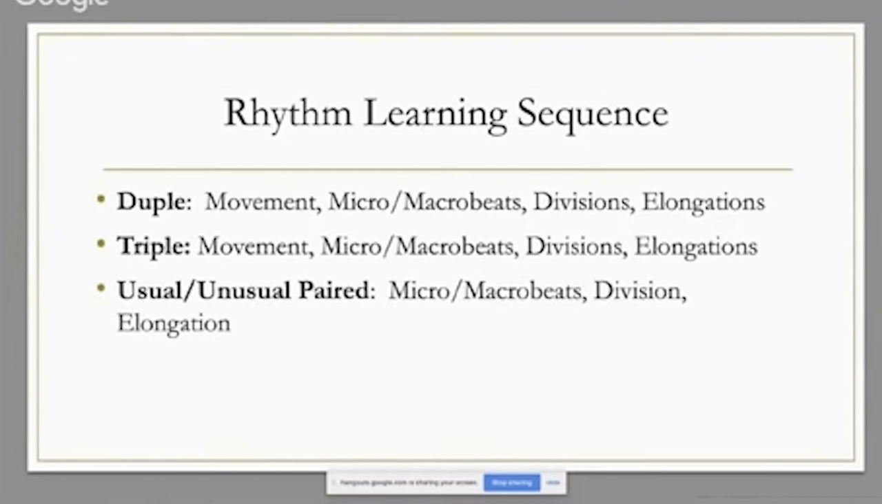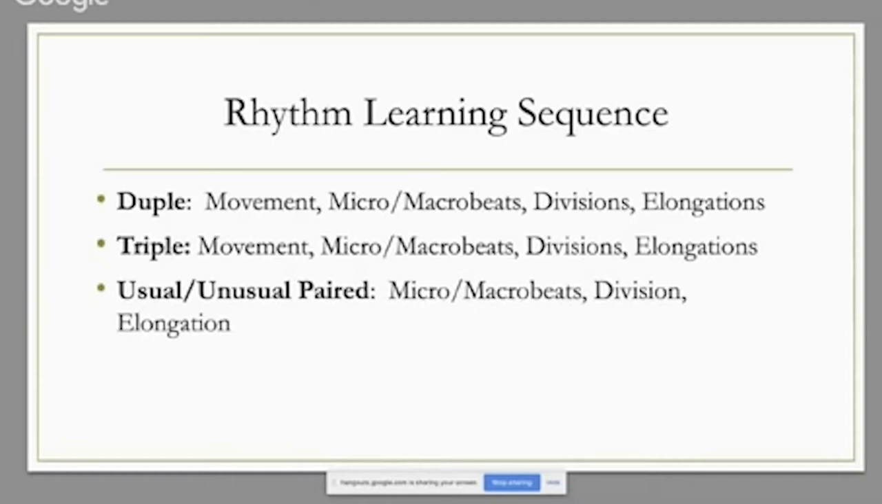Just the same, there is a rhythm learning sequence. When he talks about duple meter, I found this so fascinating. I've read this book so many times, I don't ever remember seeing the word movement in terms of the rhythm learning sequence. When I was going through the 2012 version last night, seeing that movement just made my heart skip a beat, because movement is integral to the development of a child's audiation, both tonally and rhythmically, more so rhythmically. So he talks about movement first.